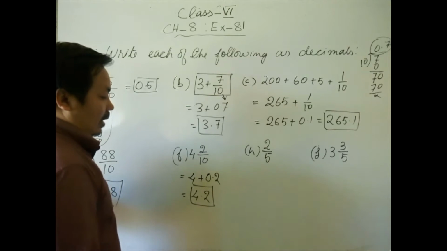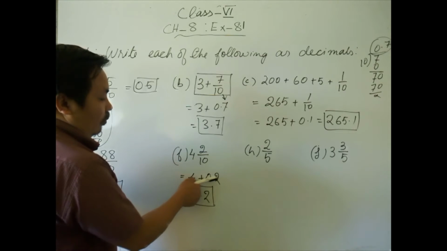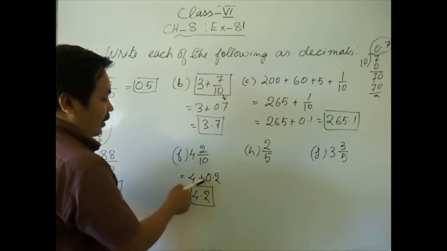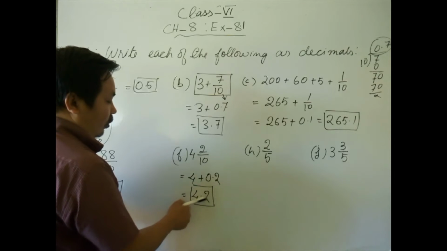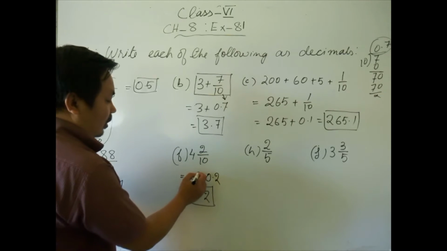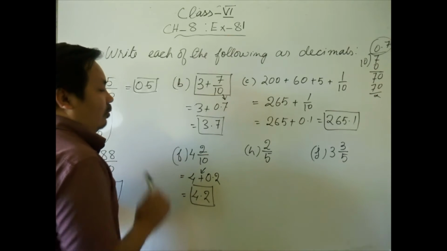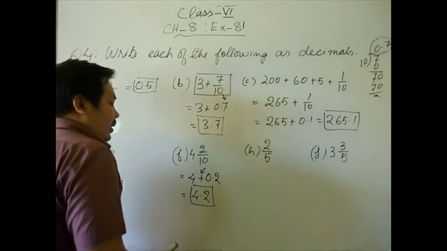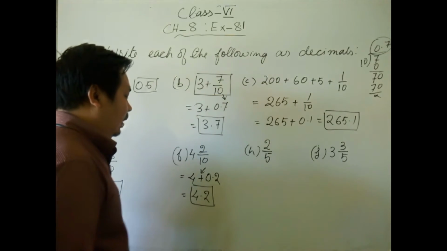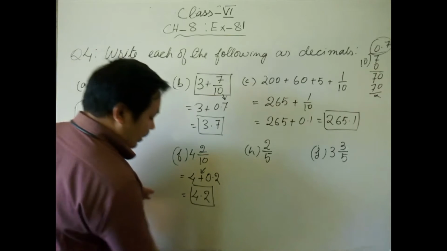Okay, yes. 4 plus 0.2. 2 by 10 means 0.2. So 4 plus 0.2 means 4.2. And to convert to a decimal number you have to add. Okay. So this, don't forget, to convert to a decimal number you have to add. Understand? Or simply you can write it like this also, doesn't matter.